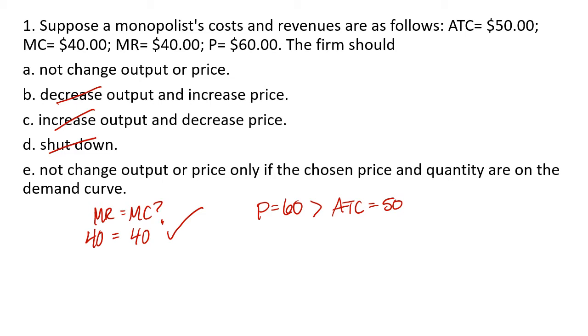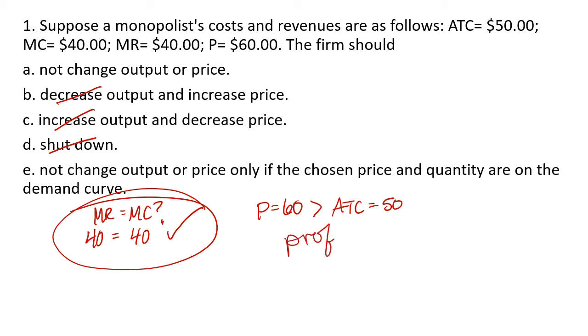They're doing the best they can possibly do output-wise because those two are equal, and then they're making profits because the price is greater than the average total cost. And this last one, we're saying this is what's happening, so it must be on the demand curve. That's just an attempt to get a fifth option in there. Our answer is A.